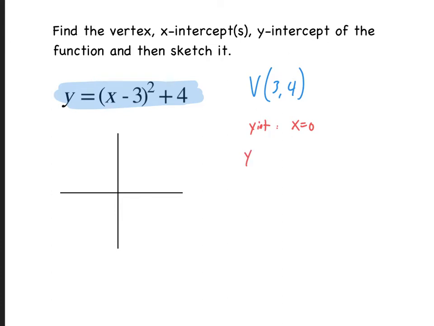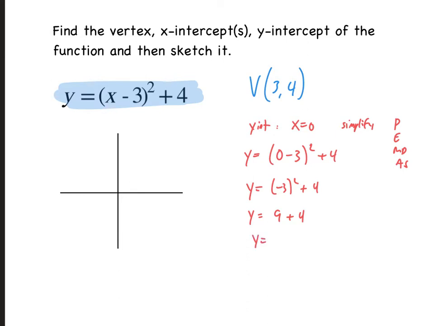And so when I say y equals 0 minus 3 squared plus 4, we just need to simplify that down. I want to follow PEMDAS when I simplify, so I look inside the parentheses first. 0 minus 3 is -3. Then I go to the exponent: -3 squared, -3 times -3, is 9. There's no multiplication or division to do, so go straight to the adding. 9 plus 4 is 13. So that means our y-intercept is at (0, 13).